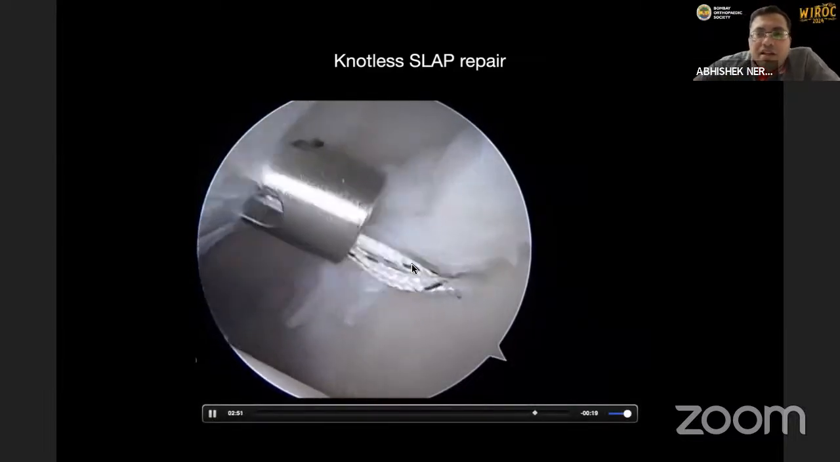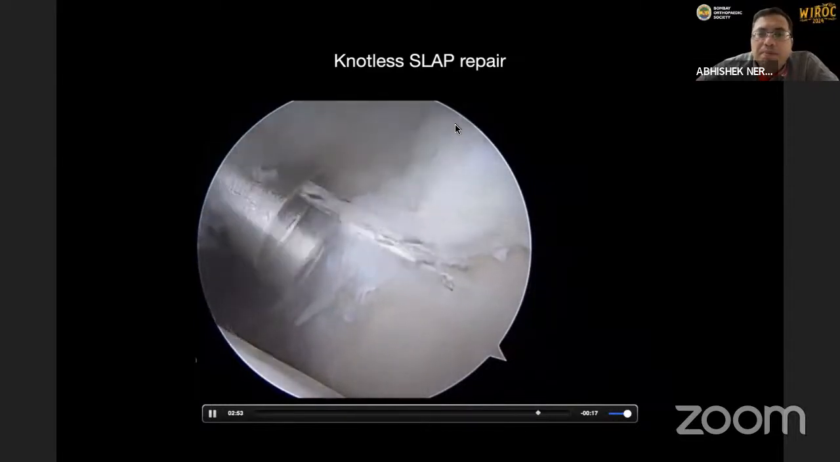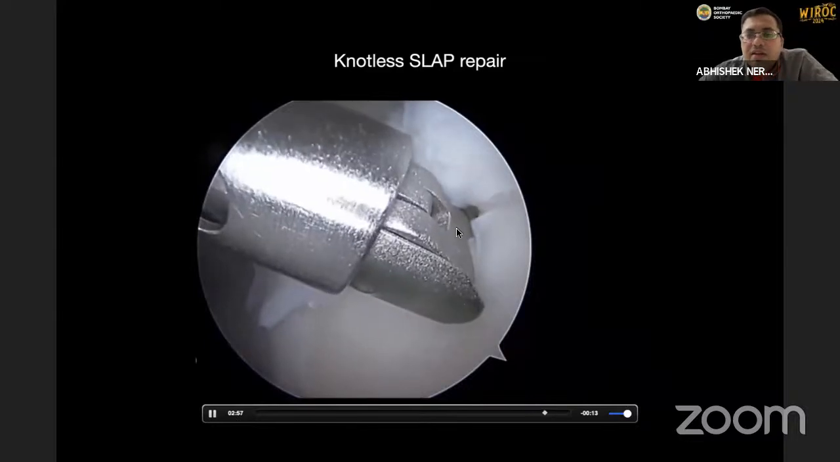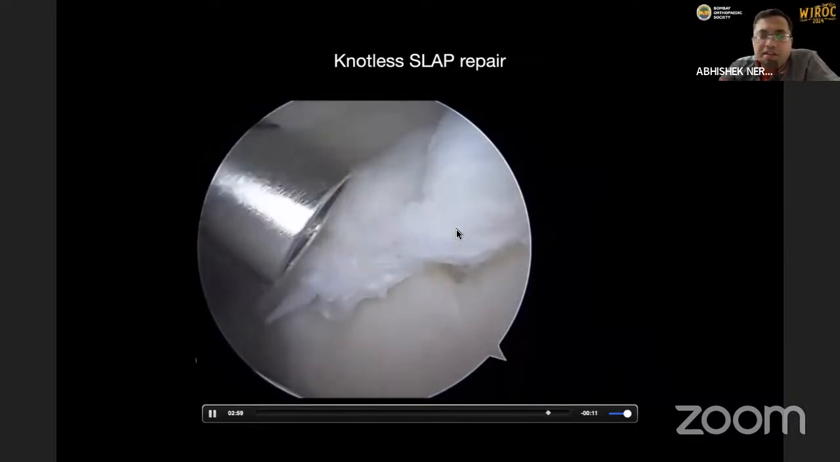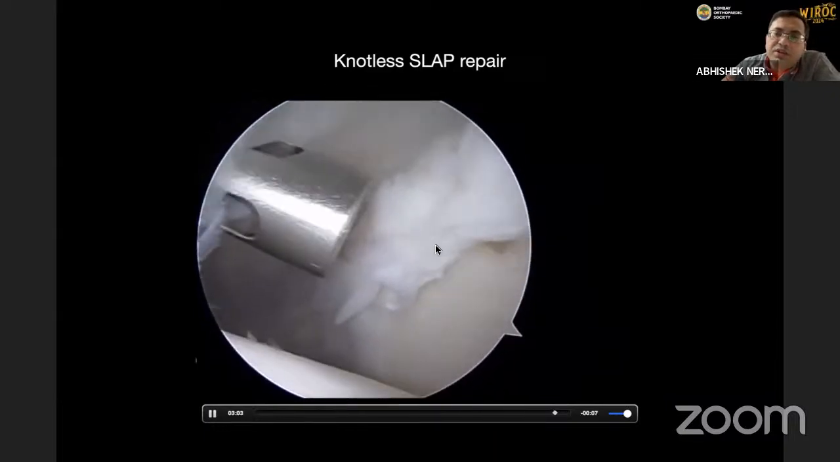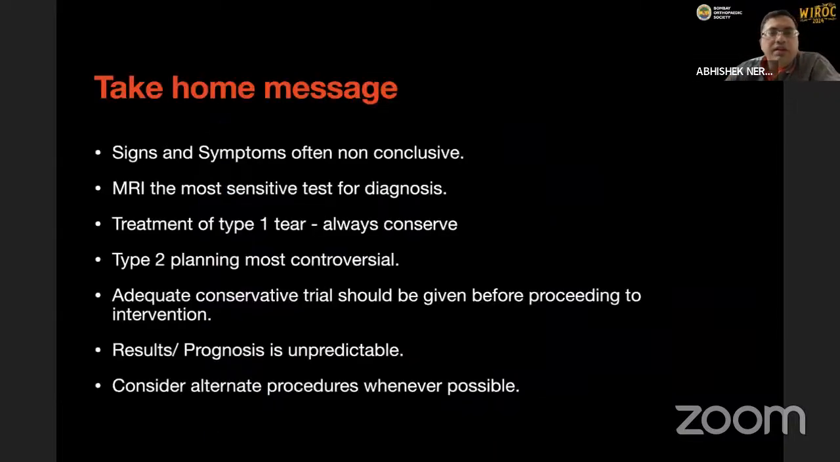So once the anchor is done, you have a loop that is going up and coming down again and through the anchor outside. And that's it. This is done. This is the construct after you finish the knotless repair.